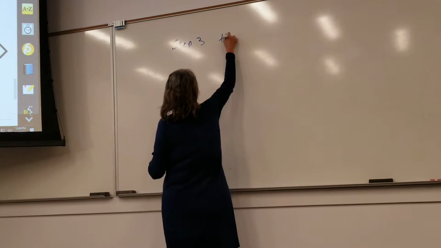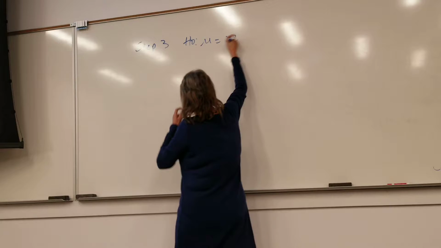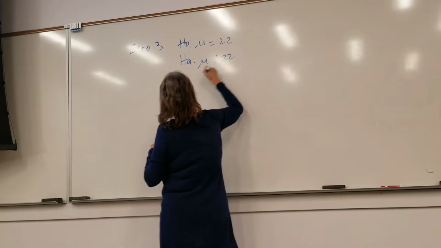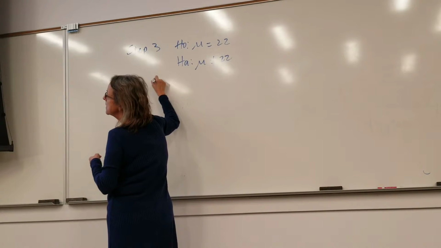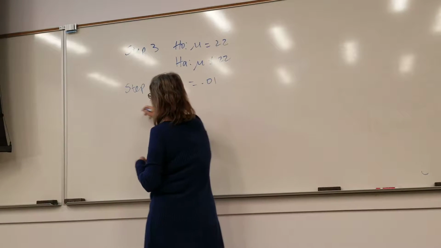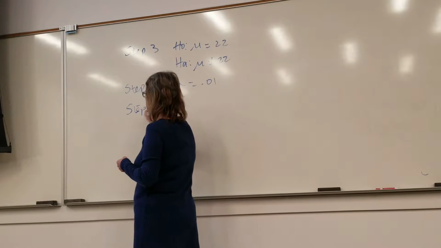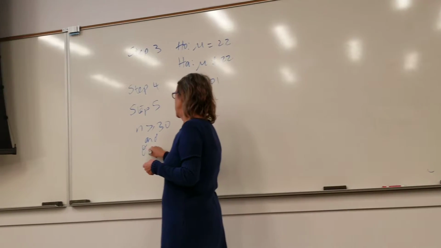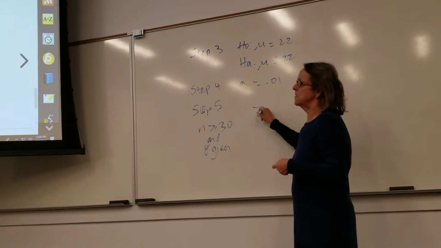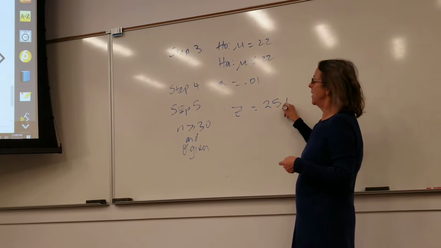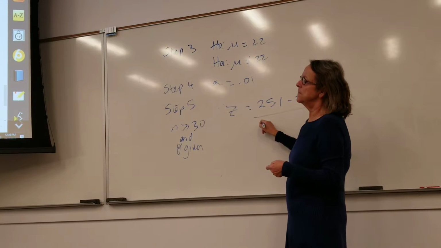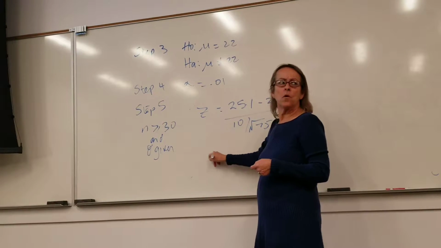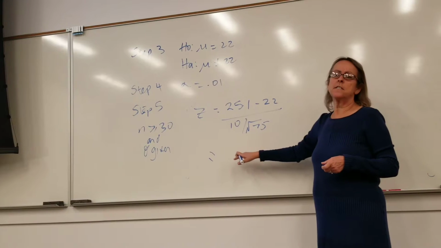So step 3 is just have these written out. That's not going to change. Step 4 is alpha. Not going to change. Step 5, my proof stays the same, n is greater than or equal to 30, and sigma is given. But now I have a different z-score: 25.1 minus 22 divided by 10 over the square root of 75.